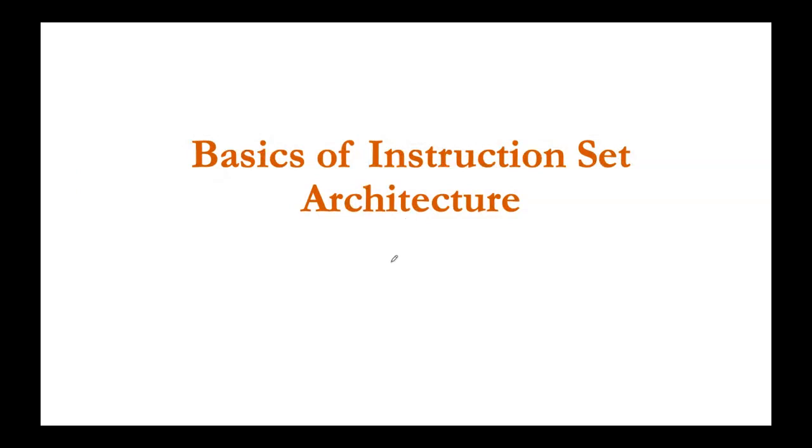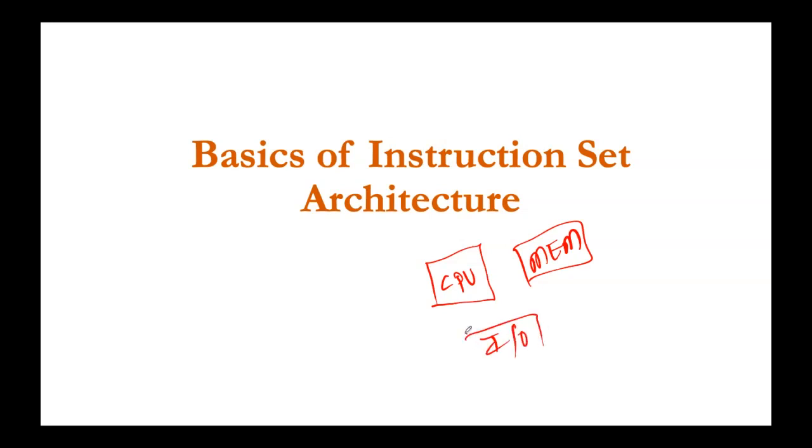So what are the basics of instruction set architecture? The basics means we are going to talk about the structure of the instruction set architecture, the general structure of its operation. The computer has three different components: the CPU, the memory, and the input output devices. These are connected, as we observed in the previous series. In instruction set architecture, we mainly focus on the CPU and how data is transferred from CPU to memory and memory to CPU.